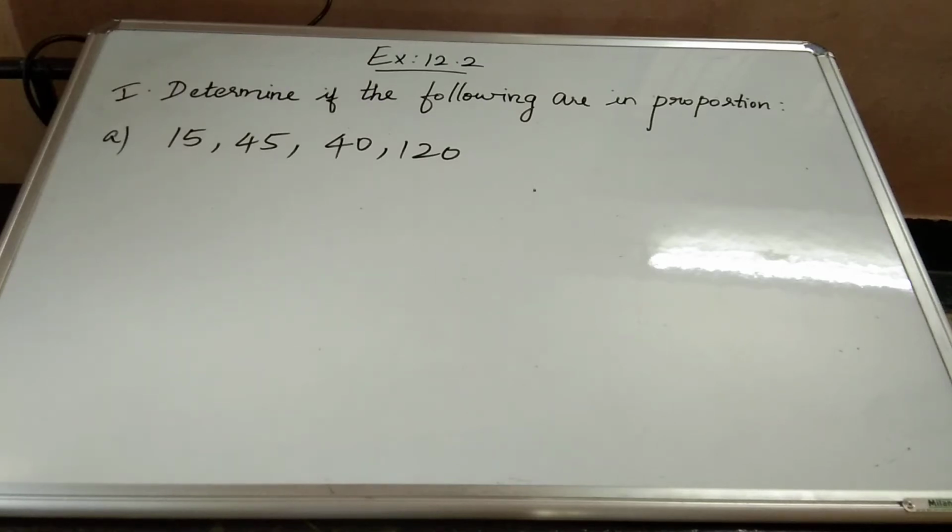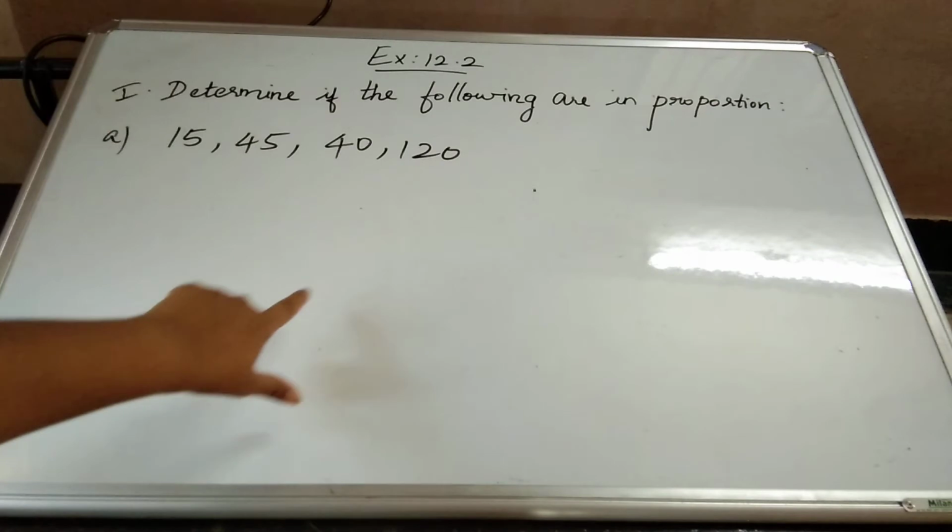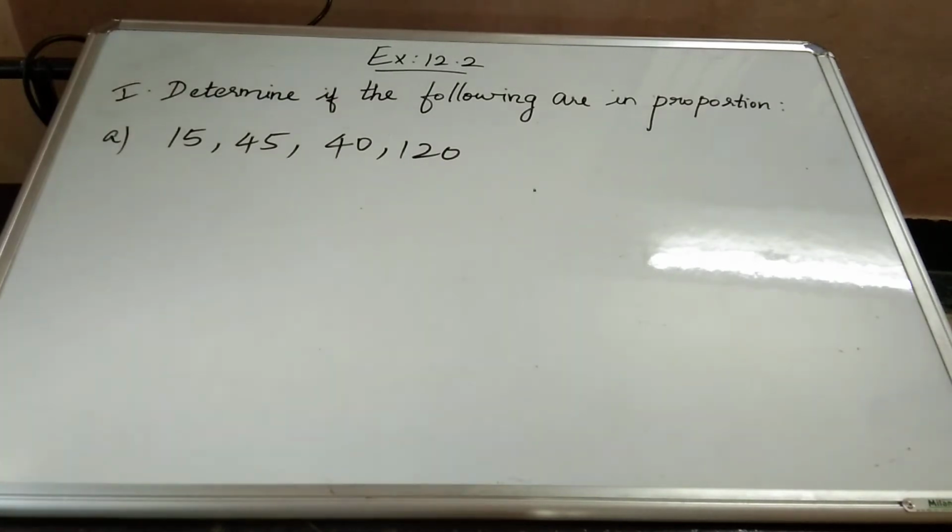Exercise 12.2, question number 1. Determine if the following are in proportion. Okay, so 4 different numbers are given. We have to see whether they are in proportion. Okay, so what is proportion? Proportion means the ratios should be equal.